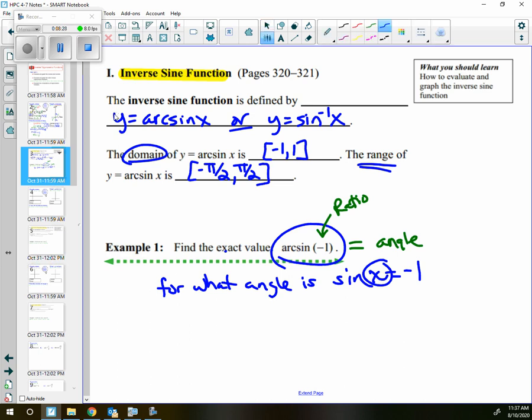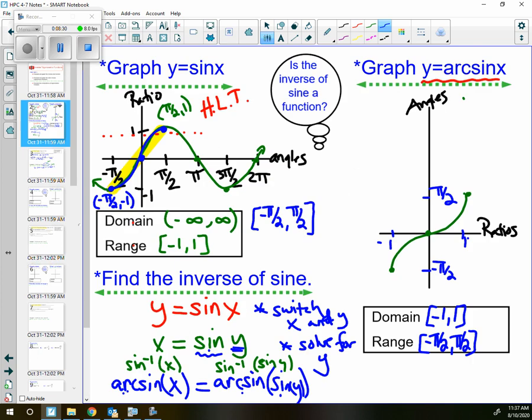Well, a lot of times we think about, I'm going to go back to the graph here, where sine is -1. I think a lot of people naturally would jump on 3π/2. I can't answer 3π/2. Why? It's not in the range of this inverse sine. We had to limit it. So we have to name it differently.